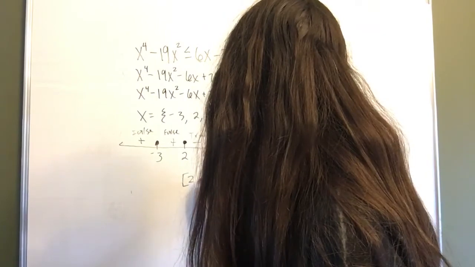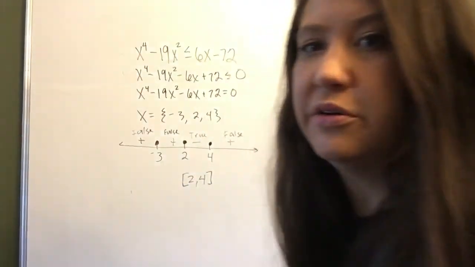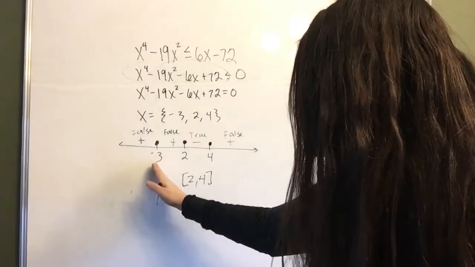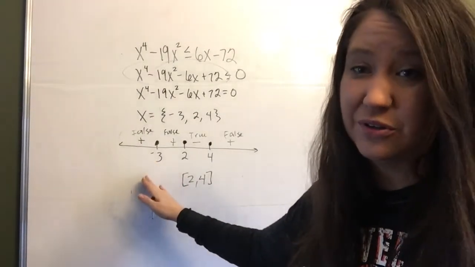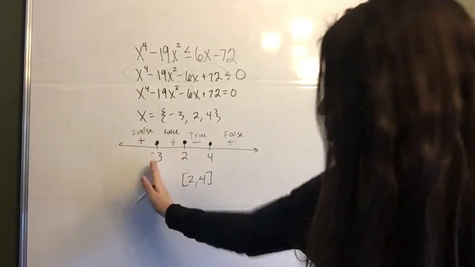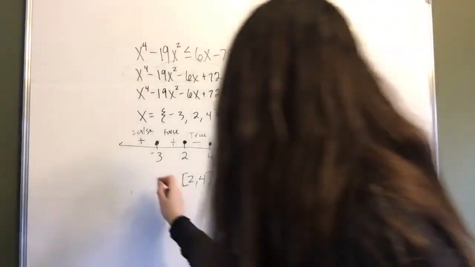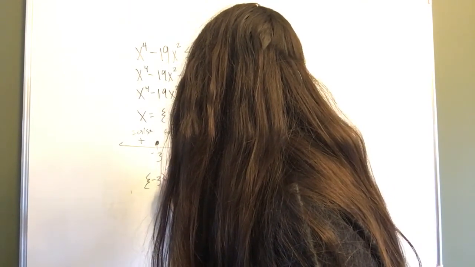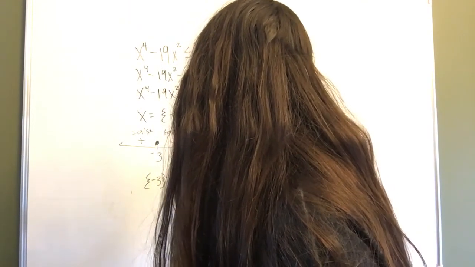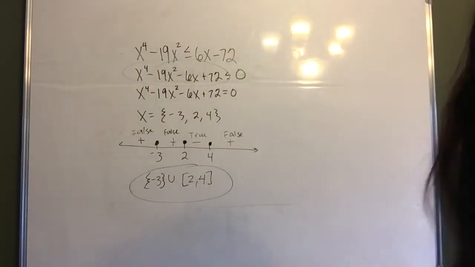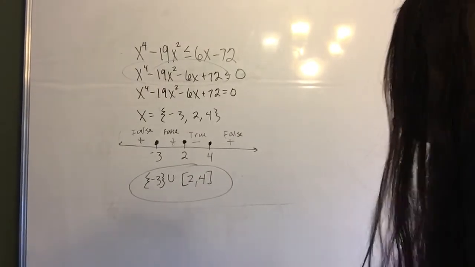We put brackets on the 2 and the 4 because we want to include those. But in addition to that, we had the negative 3 value that we said we wanted to include, right? And it's kind of on its own. It's not part of an interval. It's the only number out here that we want to include. So because it's the only number out there, we put it in set braces. So our answer is negative 3 or any number between 2 and 4 inclusive.